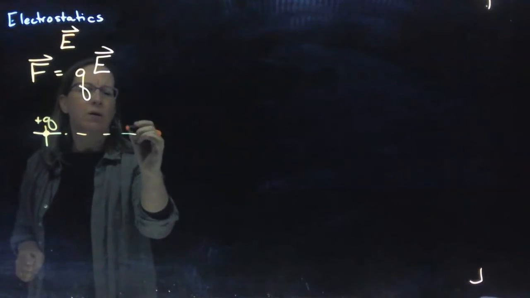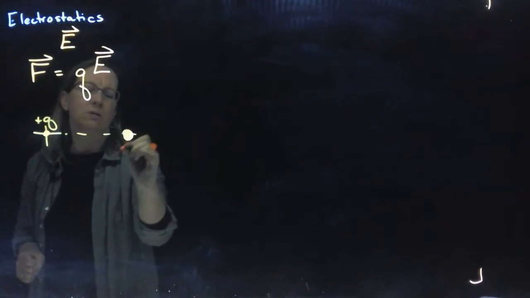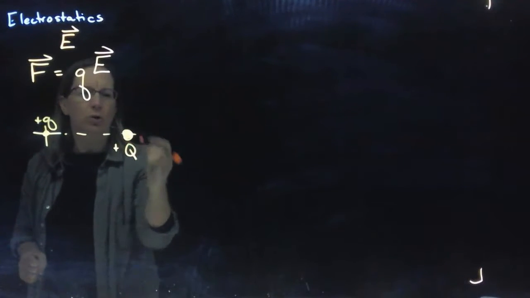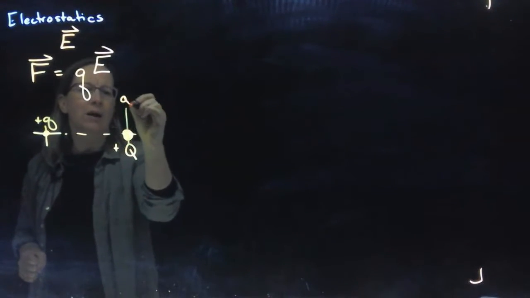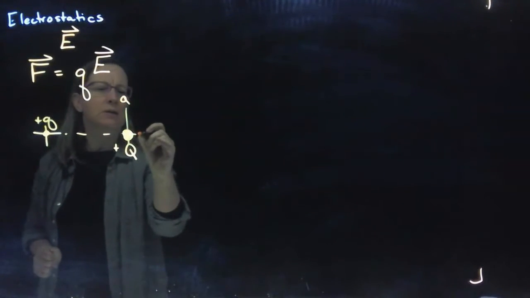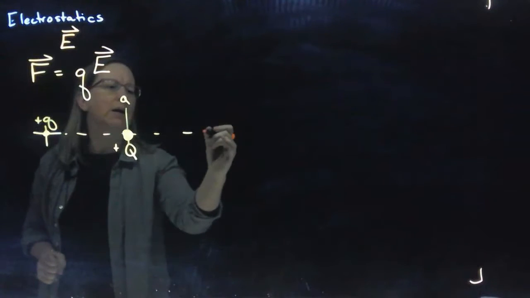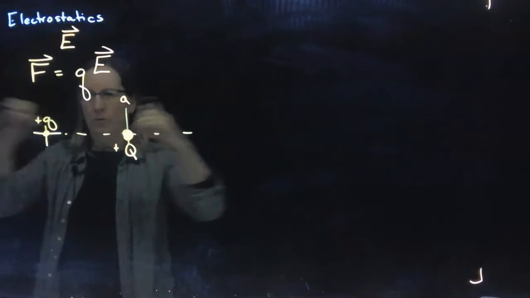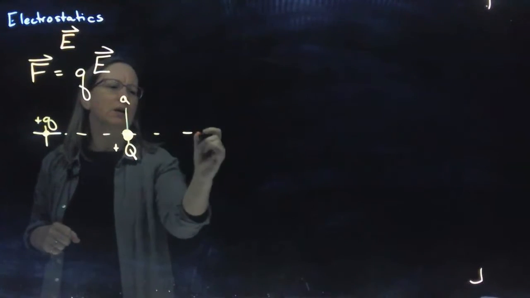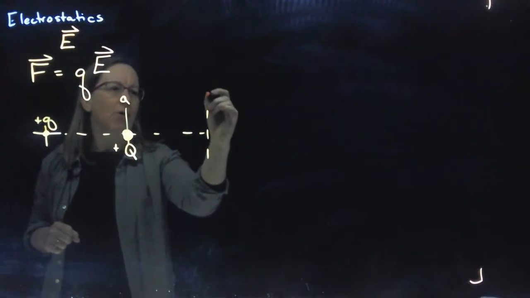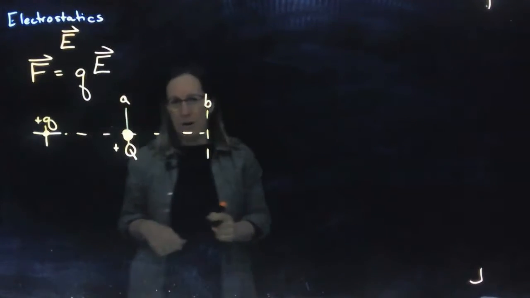And there's another charge, we'll call it capital Q, it's positive, and it starts at this point A, and when it's released, it's obviously going to move away. This one's glued down, otherwise they both would move away from each other. Let's ask how fast it's going at point B.